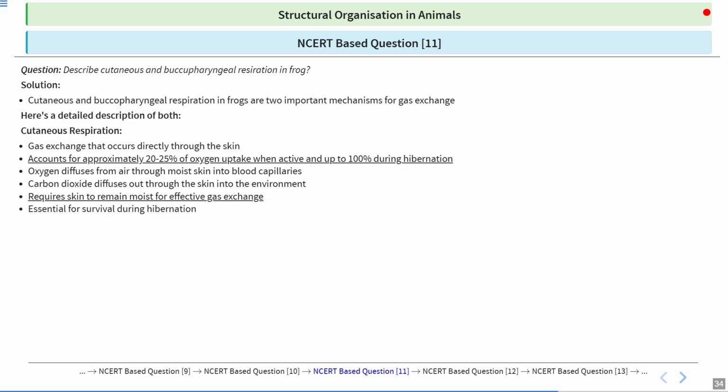Essential for survival during hibernation. This is very, very important for the frog at the time of hibernation or estivation, because at that time metabolic activities are slowed down and only a small amount of oxygen is required. So that is taken care of by cutaneous respiration. It also supplements pulmonary respiration, right? Whenever the frog is not doing pulmonary respiration, the respiration is done by the skin, cutaneous respiration.